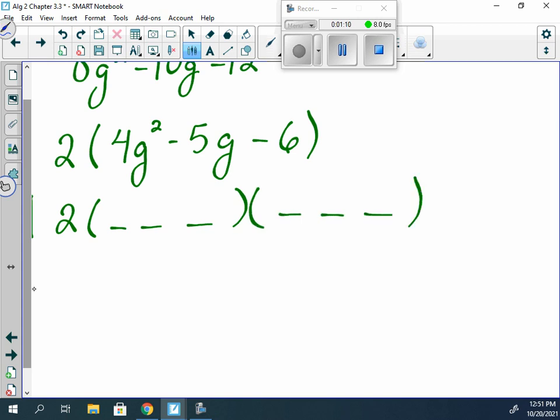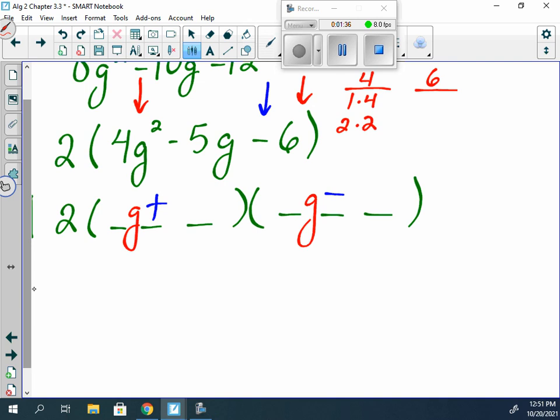Then we would have 2 sets of parentheses with 3 spaces. Since the third term is negative, our signs would be opposite. And we would look at the factors of 4g squared and 6. Well, the factors of g squared would be g and g. Now the factors of 4 would be 1 and 4 or 2 and 2. The factors of 6 are 1 and 6 or 2 and 3.